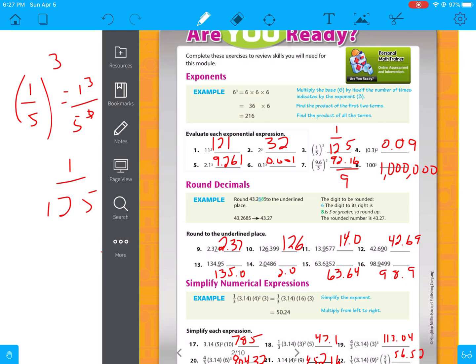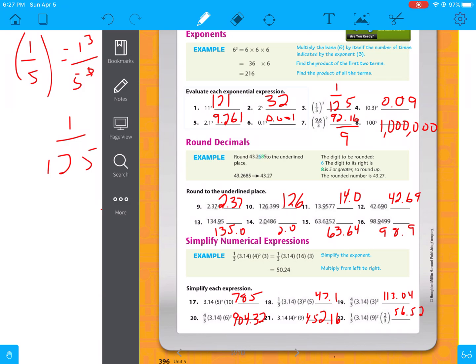Number 9 through 16 is just rounding. You guys should be able to round. And number 17 through 22, order of operations. Make sure you square that 5 squared first before you do anything else. So I'll just leave this up so you can check it.